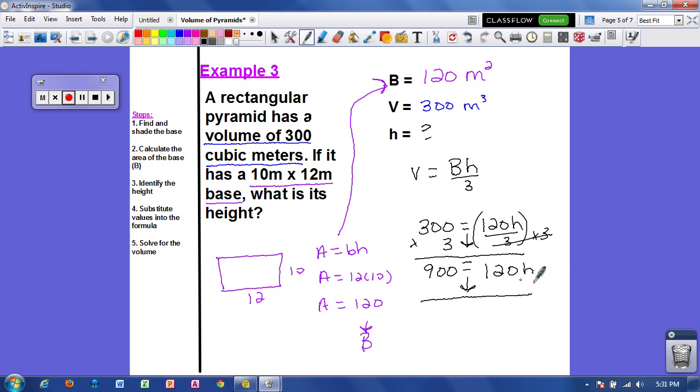Now I want to isolate h completely. So if 120 is being multiplied by h, I want to divide by 120. I'm doing the inverse. That's going to get h isolated. So now I'm going to do 900 divided by 120, and I'm going to come out here to the side and work that out.